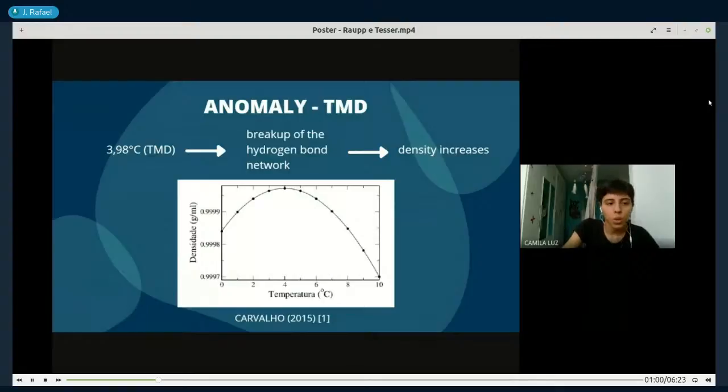In this graph, we show the behavior of the density of water as a function of the temperature, and it shows that water increases its density until the TMD, around 4 Celsius degrees, and then decreases its density as normal. But this part where it increases is an anomaly, and the explanation for this is that water has a hydrogen-bond network. When heated up, the energy is used to break those bonds and let the molecules go around more freely, which means they can get closer to each other, and this increases the density.